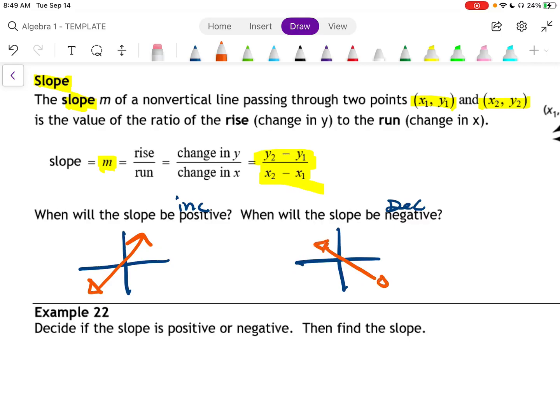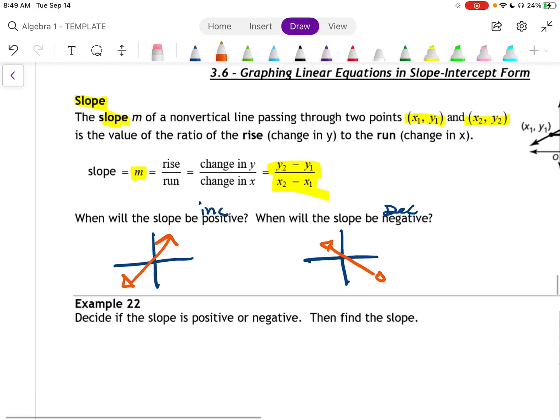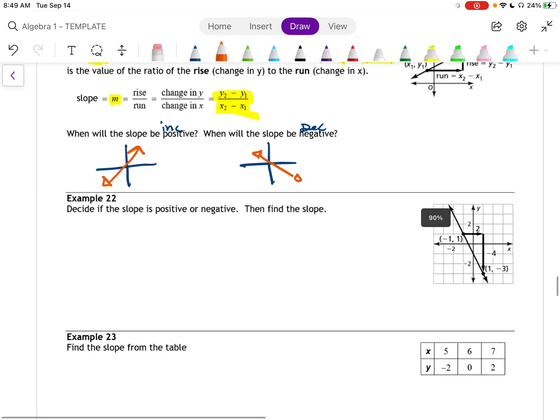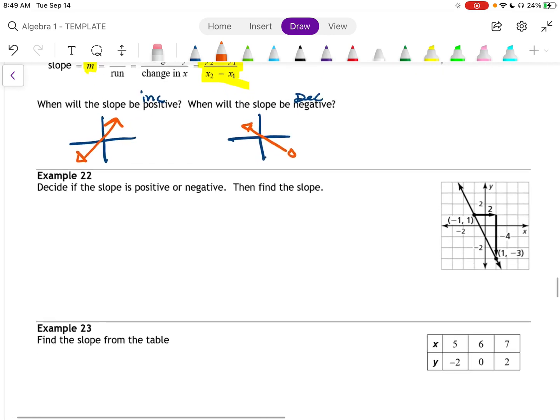All right, remember back to what we were doing whenever we were doing increasing, decreasing, positive, and negative. Increasing is a positive slope. Decreasing is a negative slope. All right, example 22. We want to look at this line. Is this line going uphill or downhill? It is going downhill, so it's decreasing.